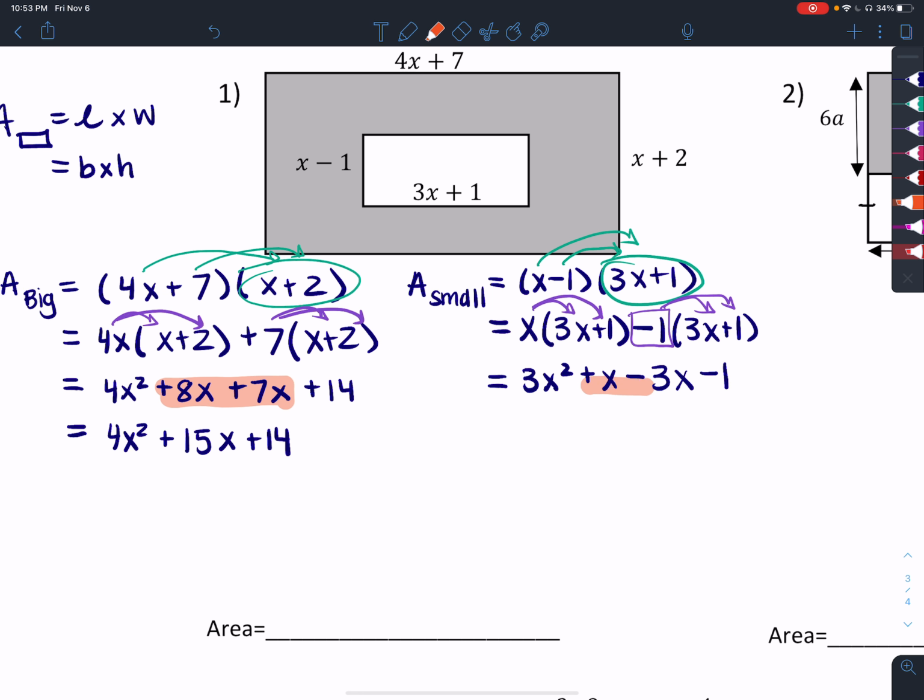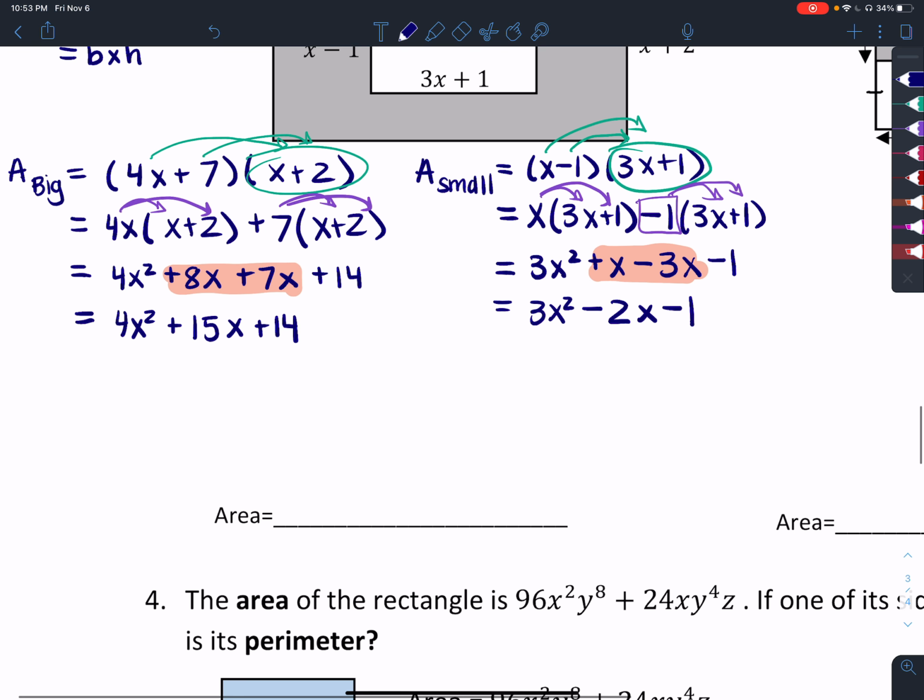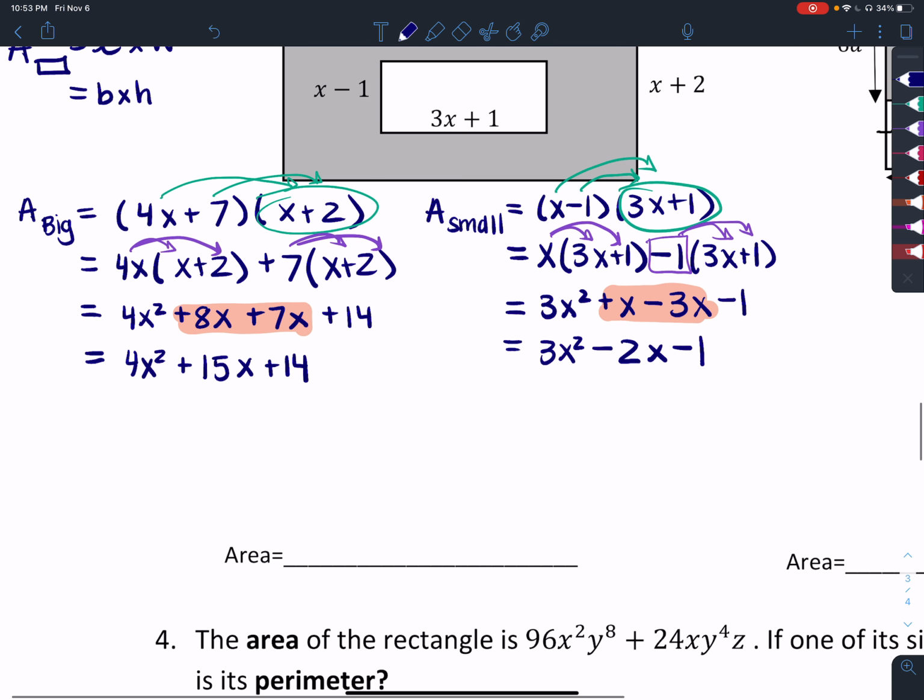Okay, so now we're going to group our like terms. We're going to get 3x squared minus 2x, so x minus 3x, that gives you negative 2x, and minus 1. Okay, so that is the area of the big rectangle and the small rectangle. So now we need to find the area shaded. So area shaded is your area of your big minus your area of your small.